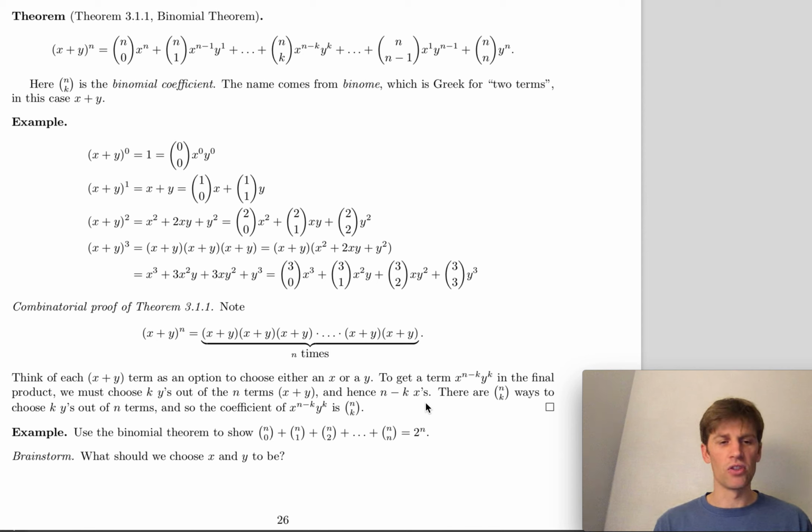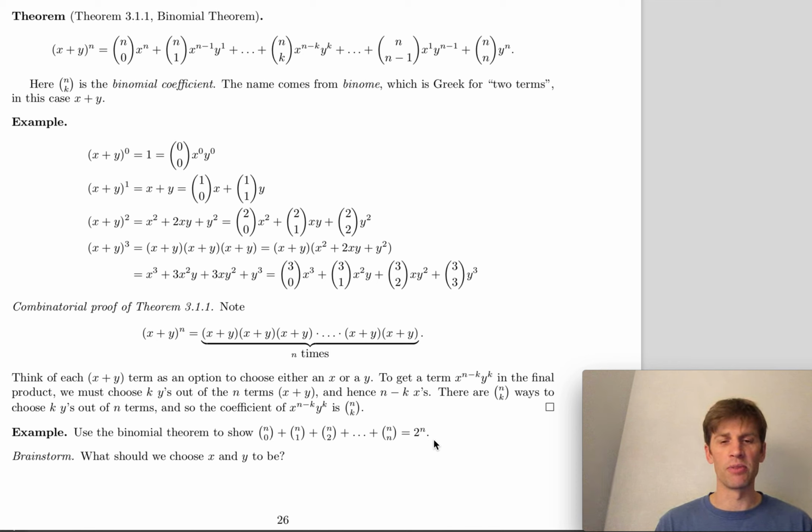So we're going to use the binomial theorem to prove that n choose 0 plus n choose 1 plus n choose 2 plus dot dot dot plus n choose n is equal to 2 to the nth power. This is a formula that's already come up for us before. Remember, this was theorem 1.8.2.